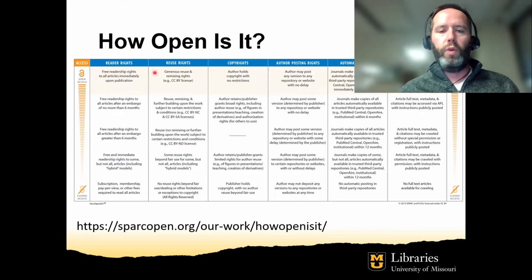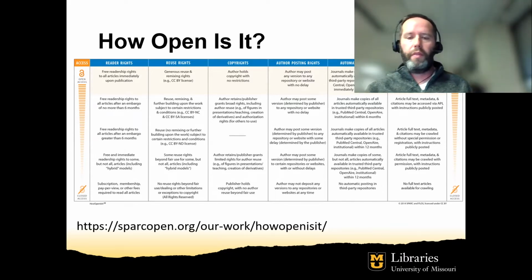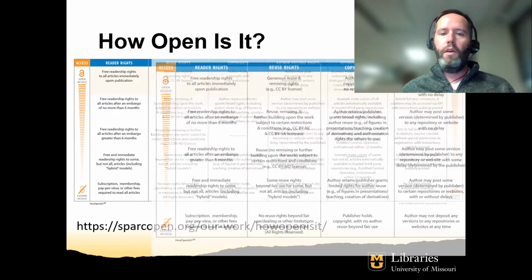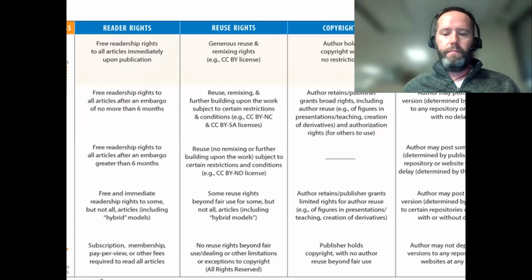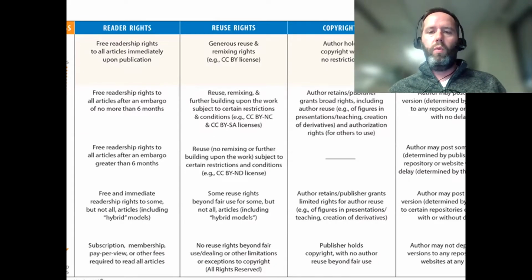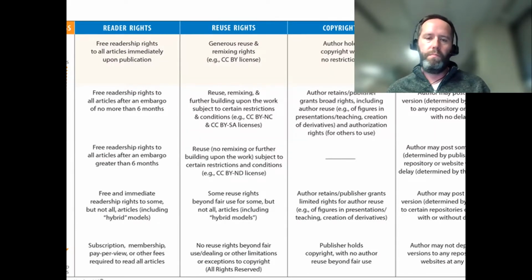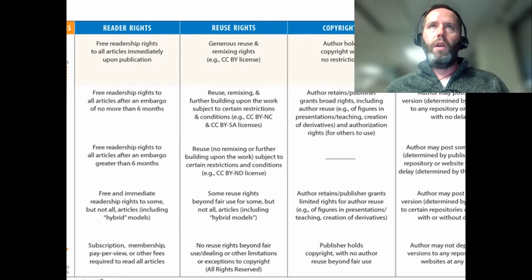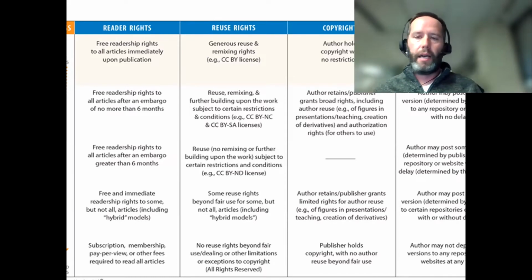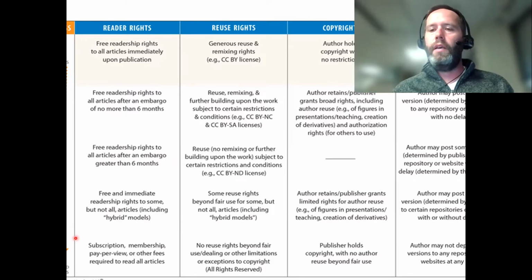So we have rights for readers, rights for reuse, copyright, who maintains the copyright, author posting, automatic posting, and then machine readability. One thing that some people don't think about is whether their document will be able to be used for text mining projects or automated taxonomy development or things like that. And that is also included in this spectrum of rights that we can apply.